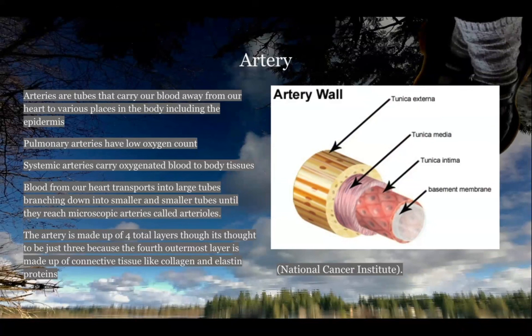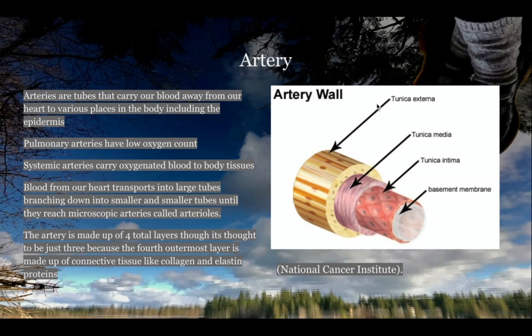Next, we have arteries, which are all throughout our whole body. I'll just go over this kind of quickly to get to the epidermis, but we have the pulmonary arteries, which have low oxygen count, and then we have the systemic arteries, which carry oxygenated blood to our body tissues throughout our whole body, including the skin cell tissues and stuff like that in the epidermis. The blood that travels from our heart starts out in these large tubes, and they eventually branch down into smaller and smaller ones until they reach the microscopic arteries, which are called arterioles or arterioles. I'm not sure exactly how to pronounce it.